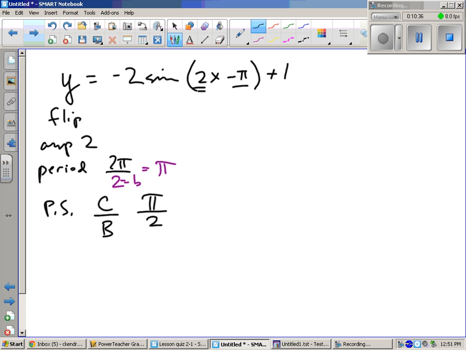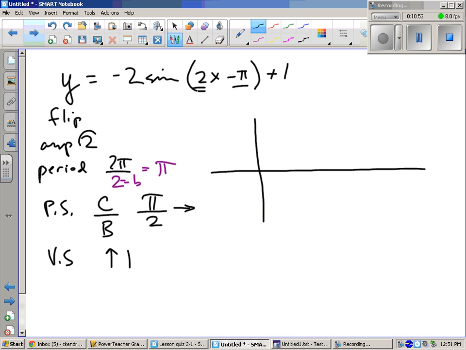So that means I have to go pi over 2, and it's a negative sign, so we're going to go to the right. And then the vertical shift is just D. That means we're going to go up 1. Okay, so now we have to prepare our graph.